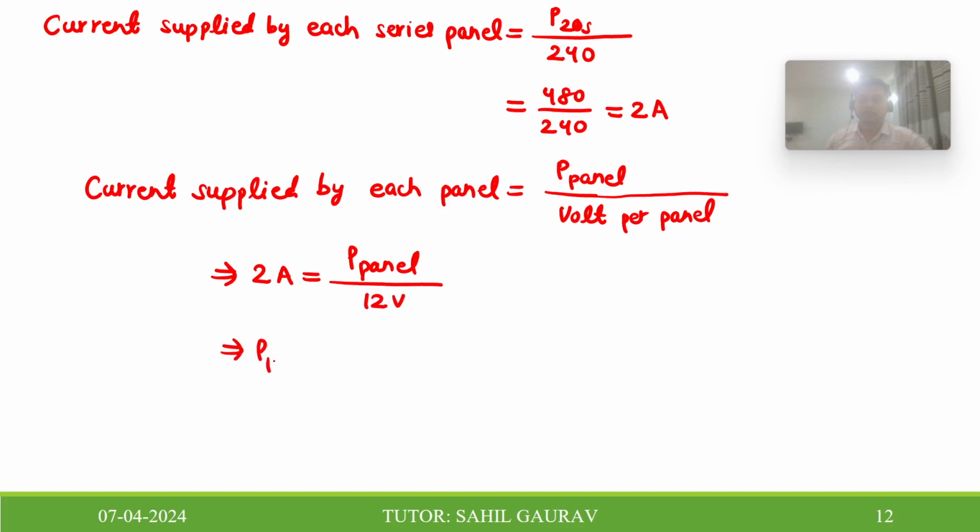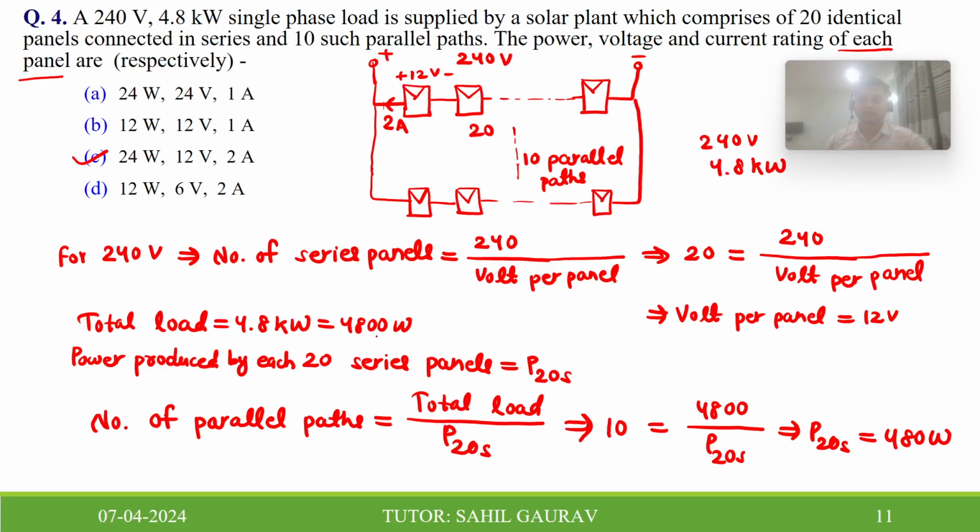So the power of each panel will be 24 watt. Since 2 ampere is flowing through each panel, you have to multiply with 12 volt, so you will get 24 watt. I think we got all the answers. So the power, voltage and current rating of each panel: current rating is 2 ampere, voltage is 12 volt, and power is 12 multiplied by 2 ampere, which is 24 watt. Okay.